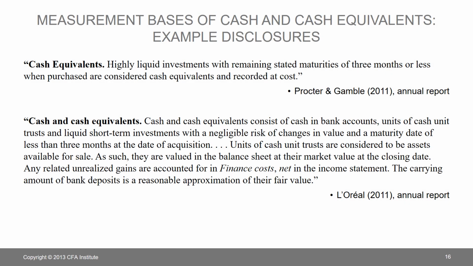Now on this slide, you can see an example of disclosures regarding cash and cash equivalents from two different companies. The Procter & Gamble disclosure at the top states that the company records cash equivalents at cost, whereas the L'Oreal disclosure on the bottom illustrates the measurement of cash equivalents at market value.